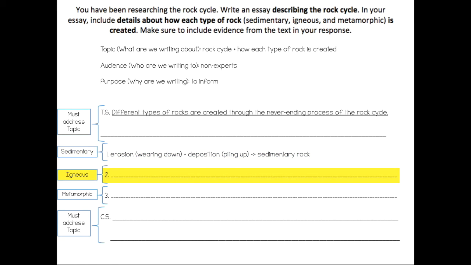Okay. Now our focus is on igneous rocks for detail number 2. To address my topic fully, I need to include information about how igneous rocks are created. How are igneous rocks created? Where can we find that information? We can go back and review our text.